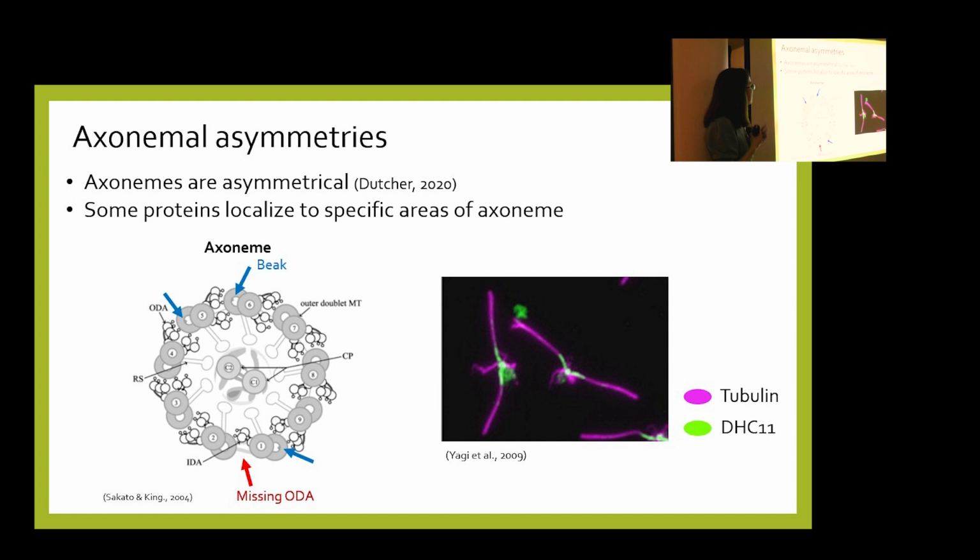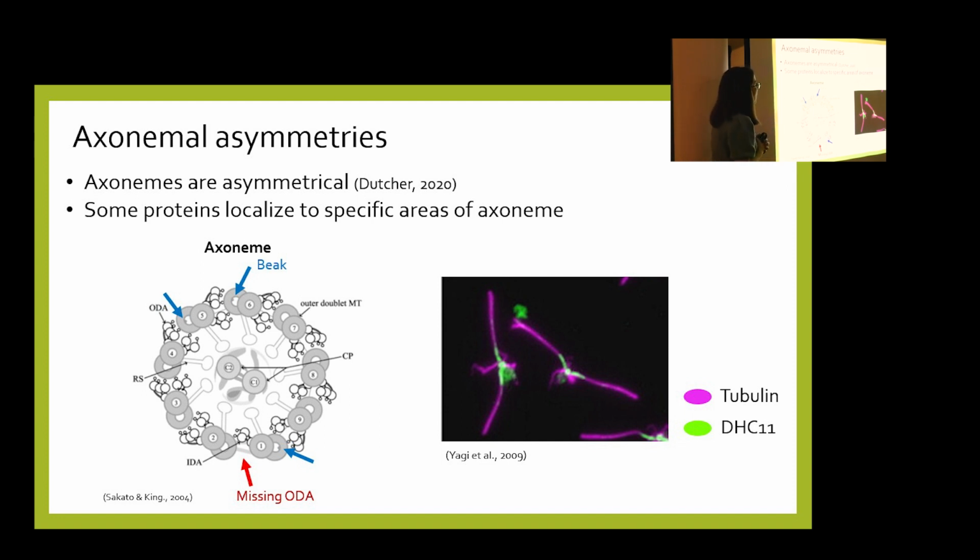Additionally, there's some proteins that are localized to specific areas of the axoneme. So in this immunofluorescence on the right, the cilia are in pink, represented by tubulin, and then a protein called DHC11 is in green. So in this immunofluorescence, we can see that DHC11 is only present at the base of the cilia and not the entire length.